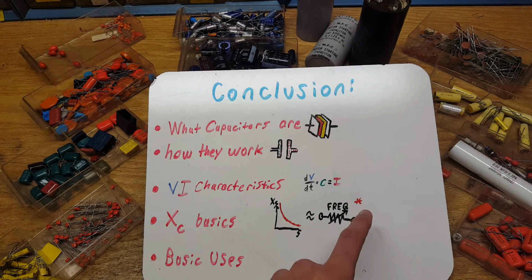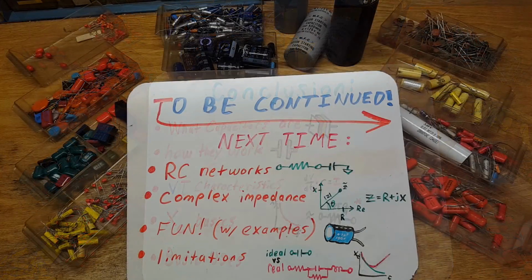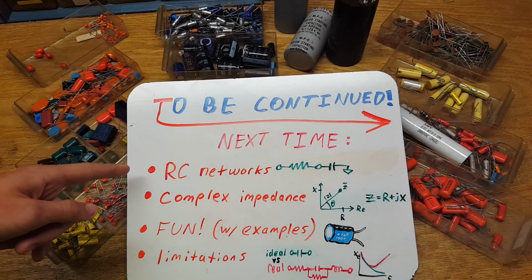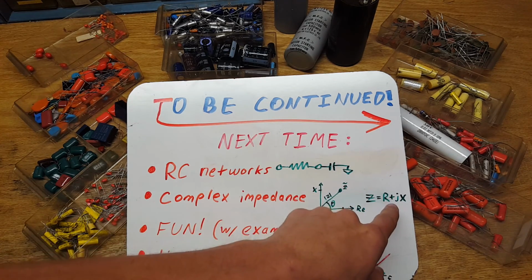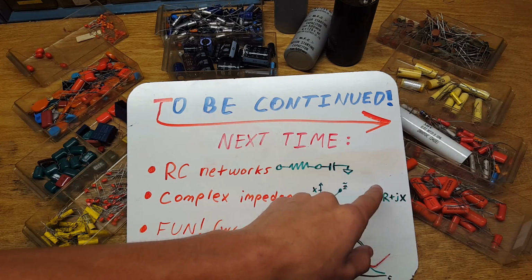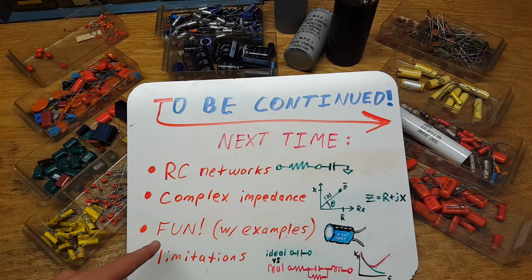So I'm going to talk more about capacitive reactance in the next video. We also got to see how many different possible ways capacitors can be used just because they resist changes in voltage. So next time on Tutorial Tuesdays, we're going to be covering RC networks, complex impedance, that kind of involves differential equations and imaginary numbers. Woohoo! We're going to be having some fun with examples, and we're going to learn about the limitations of real-world capacitors. See you in the next one!